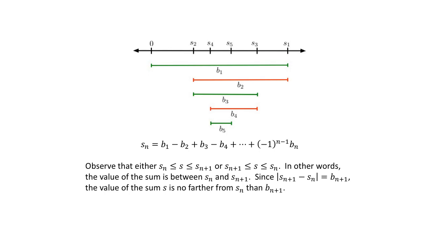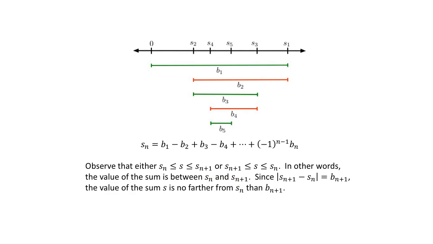Okay, so let's look at the sequence of partial sums. It goes b1 minus b2 plus b3. So the actual value of the sum is between S_n and S_{n+1}, where S_n is smaller, or it's the other way around, where S_n is larger. Okay, so the value of the sum, just as we said, has to be between them.